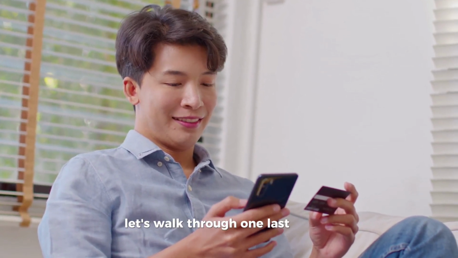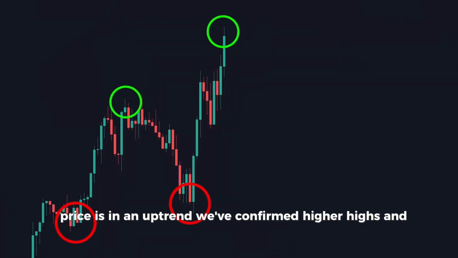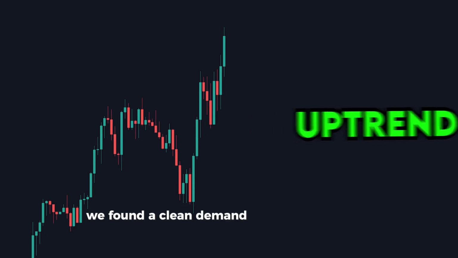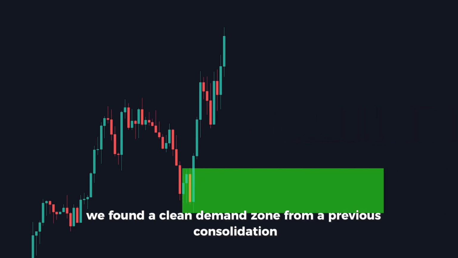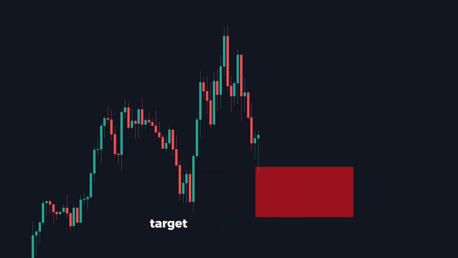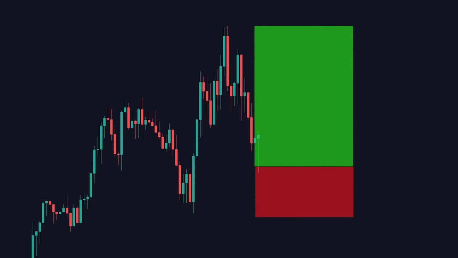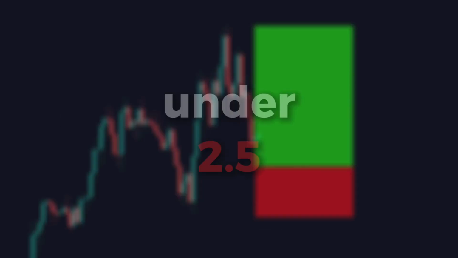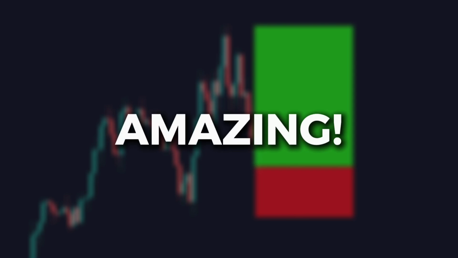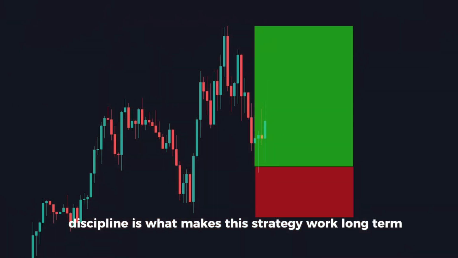Let's walk through one last example. Price is in an uptrend. We've confirmed higher highs and higher lows. We found a clean demand zone from a previous consolidation. Price returns to that zone. We enter. Set stop loss just below the zone. Target the most recent high. Now we check our risk to reward. It's 3 to 1. Perfect. Take the trade. But if it's under 2.5, even if it looks amazing, skip it. Discipline is what makes this strategy work long-term.